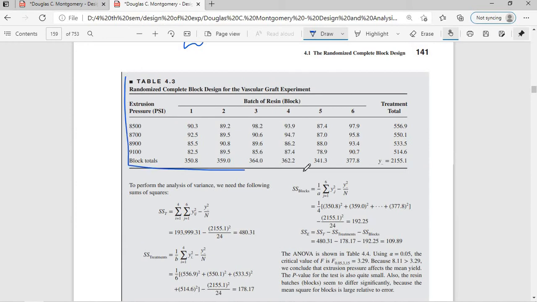Given in the question, there are PSI levels, and these are all the treatments. How many? Four: 8500, 8700, 8900, 9100. Then we have blocks; six blocks are there. They give totals. For manual calculation, in CRD we find totals only for rows, but in RBD we need to calculate for columns also, so they calculate this as well. Then the grand total is the same for both.